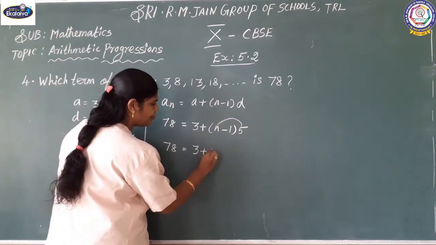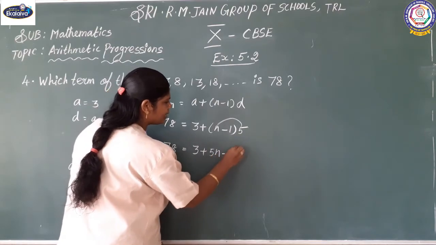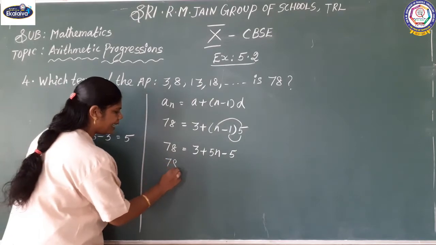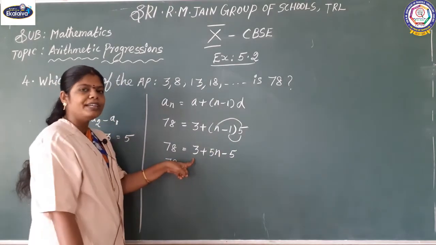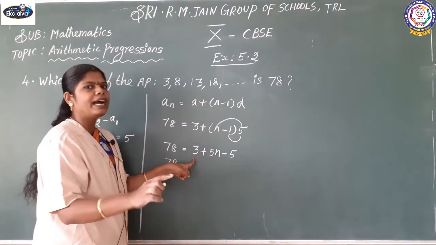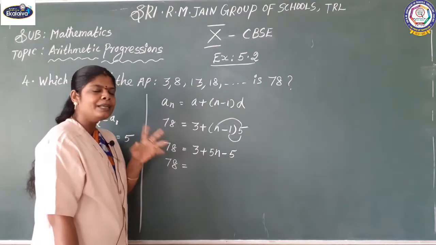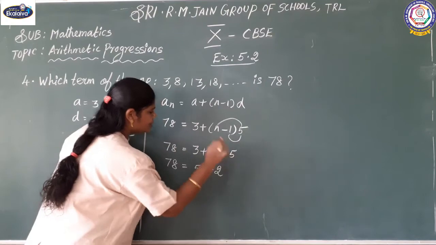5 into n you get 5n, and 5 into minus 1 you get minus 5. Next, 78 equals 3 minus 5 plus 5n. So different signs, what do we have to do? We have to subtract. So 3 minus 5, what will you get? Minus 2. So 5n minus 2.